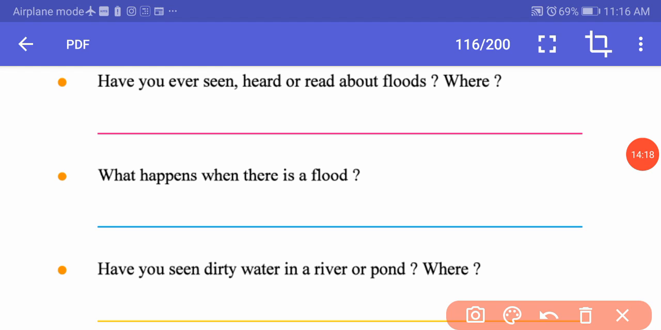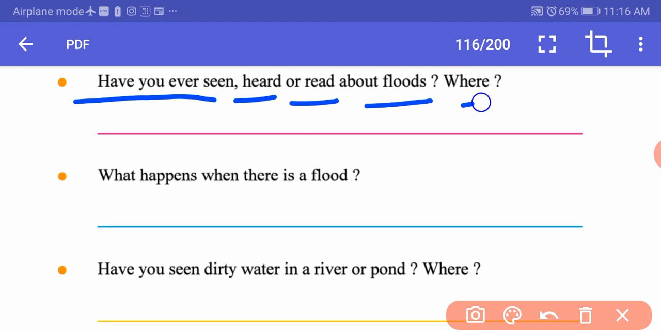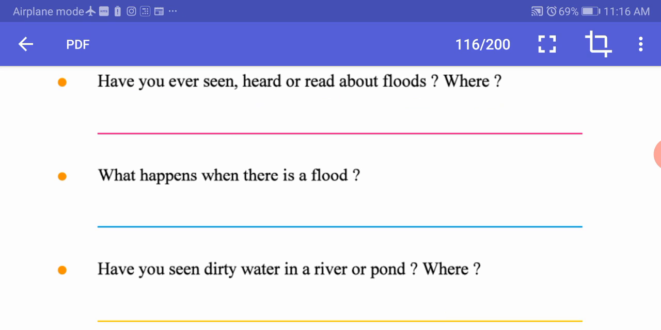Our next question is, have you ever seen, heard or read about floods? Where? So you can write, yes, I have seen flood in Bihar and in Assam. Next question is, what happens when there is a flood? Your answer will be, houses, roads and railway tracks are inundated when there is a flood.